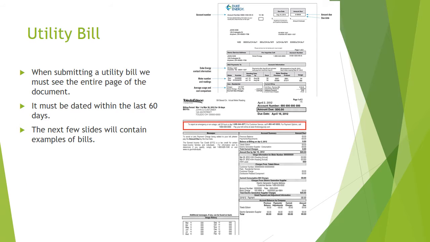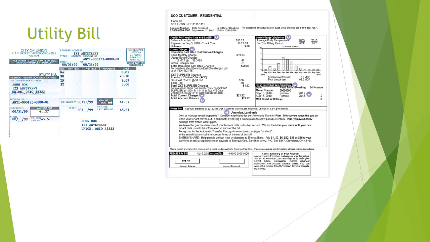So we have utility bills. Like stated in the previous slide, we do need to see the entire document. It has to be dated within 60 days. So we have here a Toledo Edison bill and a Duke Energy bill. Please don't mind the dates. As long as we can see all of that information, it has your name, the account number, the due date, we see the bill by dates, that is acceptable.